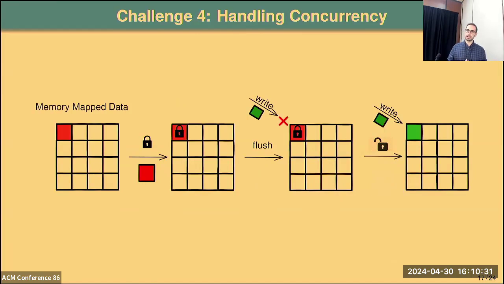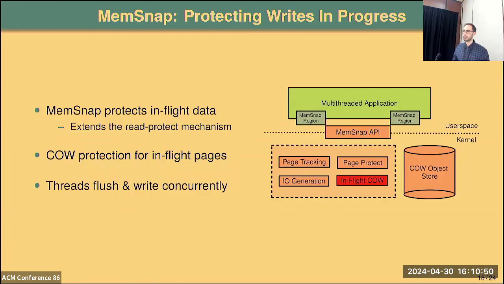The last challenge we solve is that of multithreading. It is perfectly valid with the file API for a thread to modify in-flight data that is being committed by another transaction. As a result, of course, this can cause data corruption to the in-flight data. We handle this using copy-on-write.